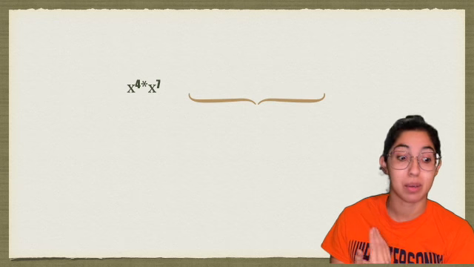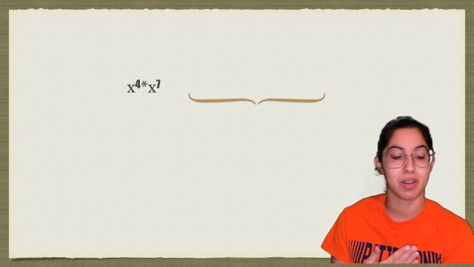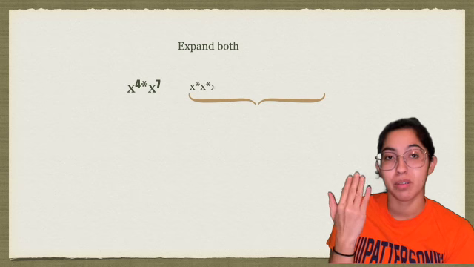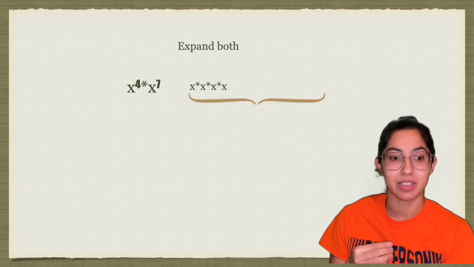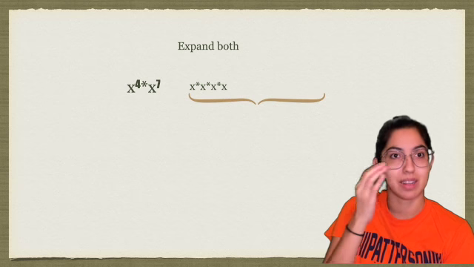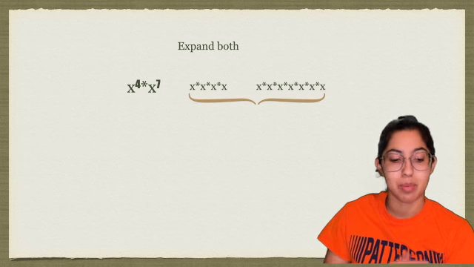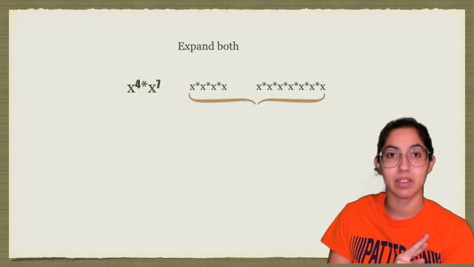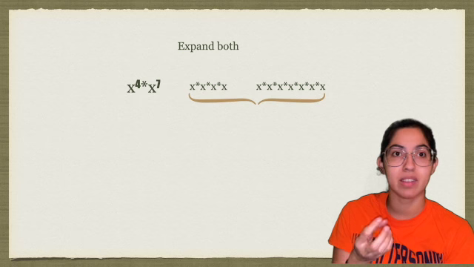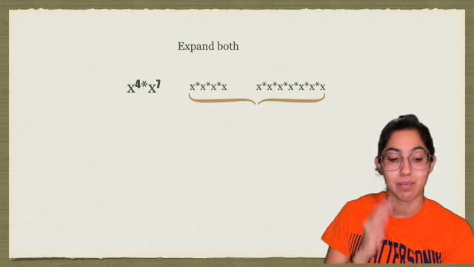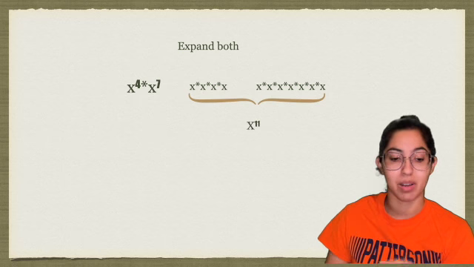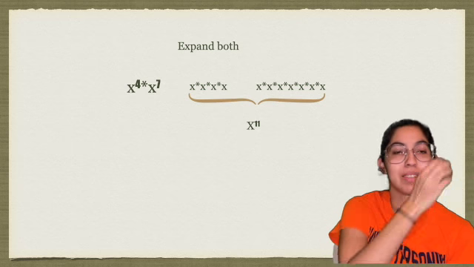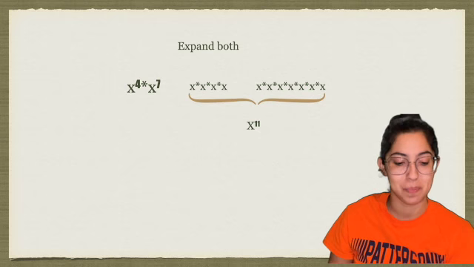If we're given the example x to the power of 4 times x to the power of 7, our first step should be to expand both. So remember, exponents are just repeated multiplication. So x to the power of 4 is just x times x times x times x. And then the other one would be 7 x's, okay? And they are being connected by multiplication. So I could simplify this and rewrite it as the amount of x's I see, which is x to the power of 11. Because I'm doing x times x times x times x times x times x 11 times, okay?